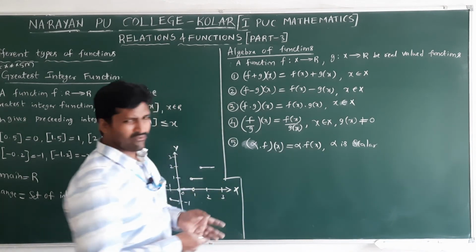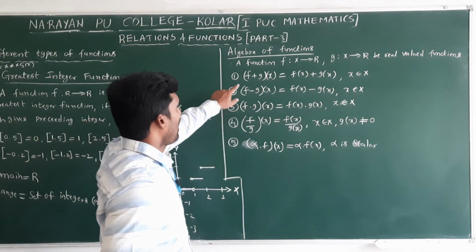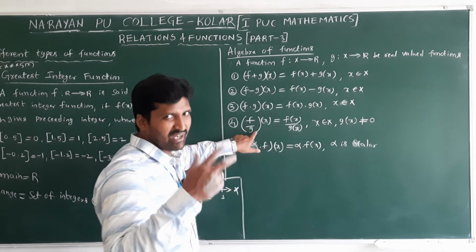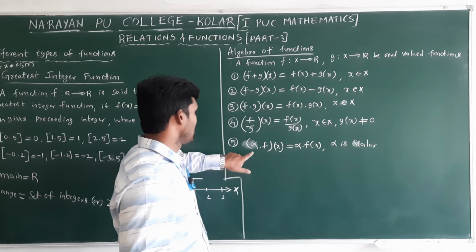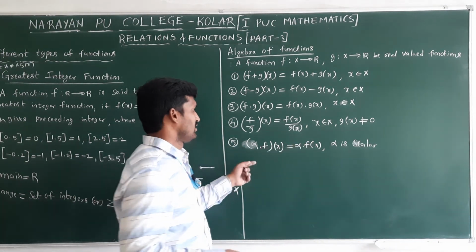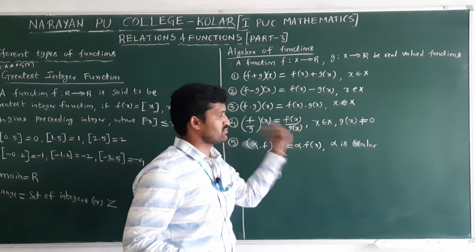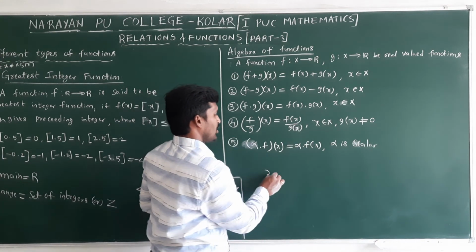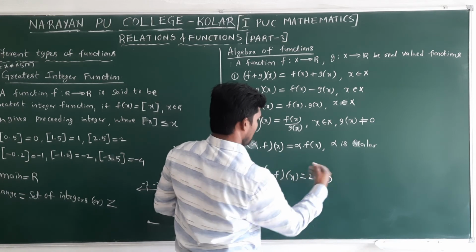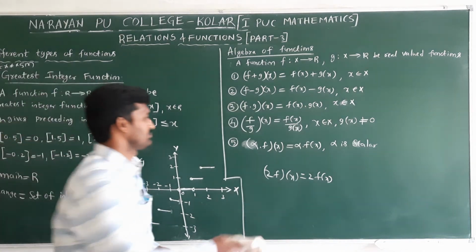So the 5 is enough. These are the 5 operations we are following: adding, subtraction, product of 2 functions, quotient, which means division of 2 functions, and the multiplication of a scalar with a function. Alpha is a scalar, so alpha into f of x we can write. That means, for example, 2 into f of x we can write directly like this. 2 we can take common, f of x we can write easily.